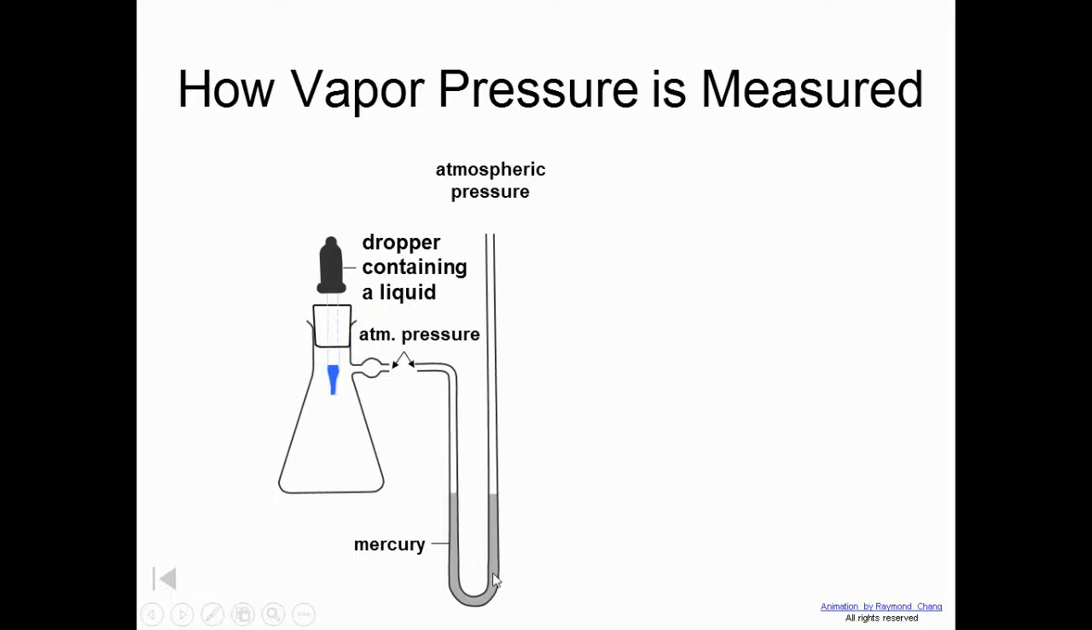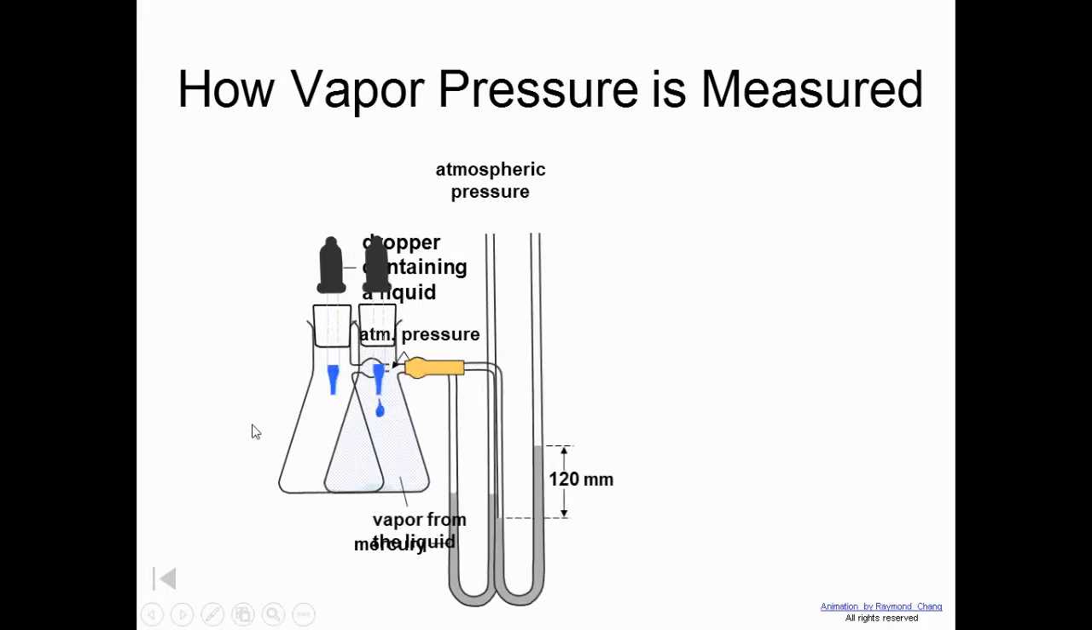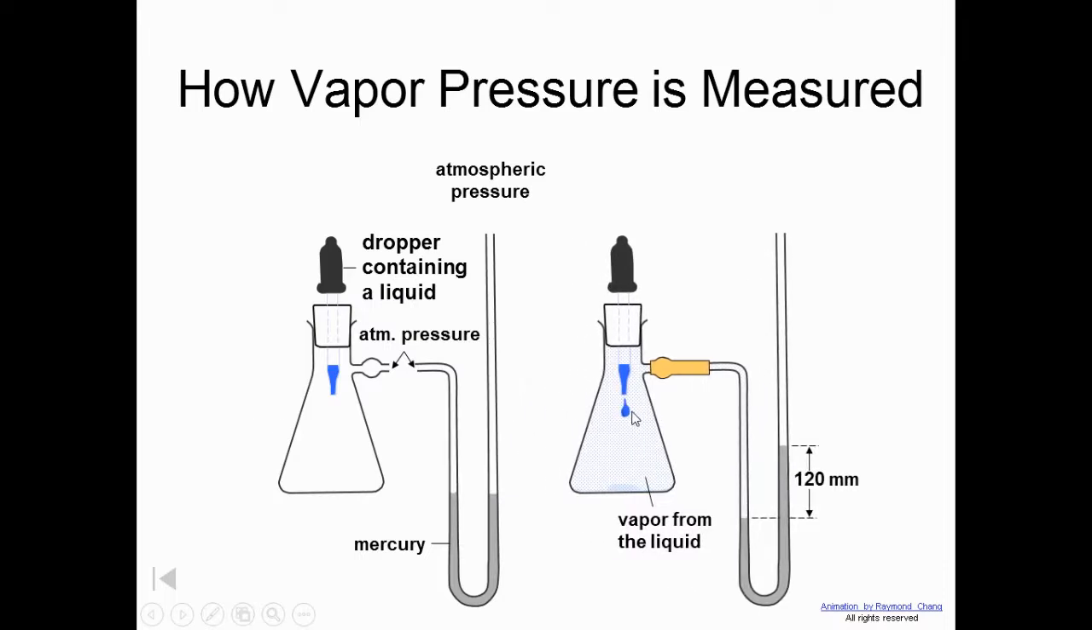Well, you can see I've got my U-tube here. I'm going to attach it, and I'm going to add a drop of liquid into the little flask here. And what's going to happen is that liquid is going to volatilize. It's a little hard to see, but you can see there's a little bit of liquid gas in here now. And that gas is now exerting a pressure, and it's actually pushing against the atmosphere up 120 millimeters.